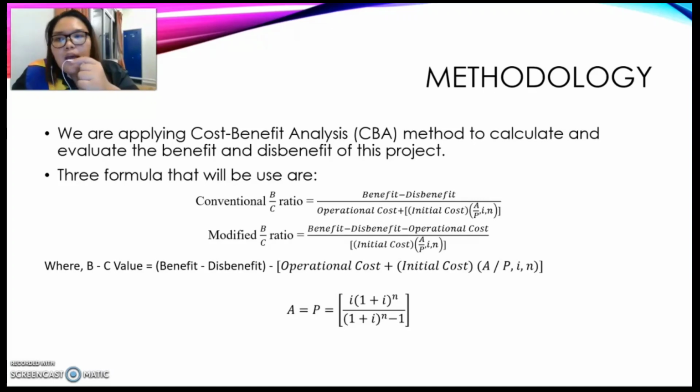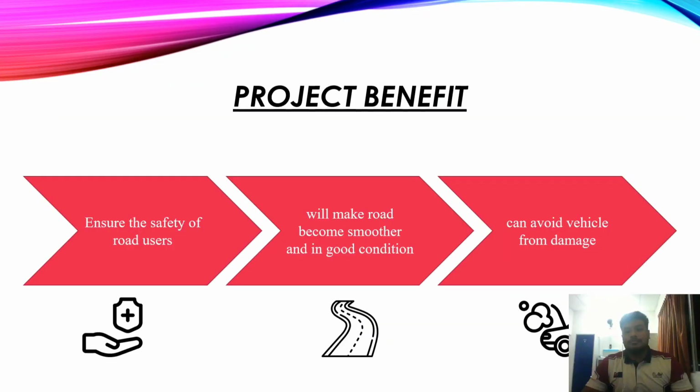So basically, the A/P formula used in all the calculations in this project is the conversion of present worth P to uniform amount per interest period A, where i is the interest rate and N is the period of this project. For the third formula, we can just directly insert the values, which will be explained by my group members next.